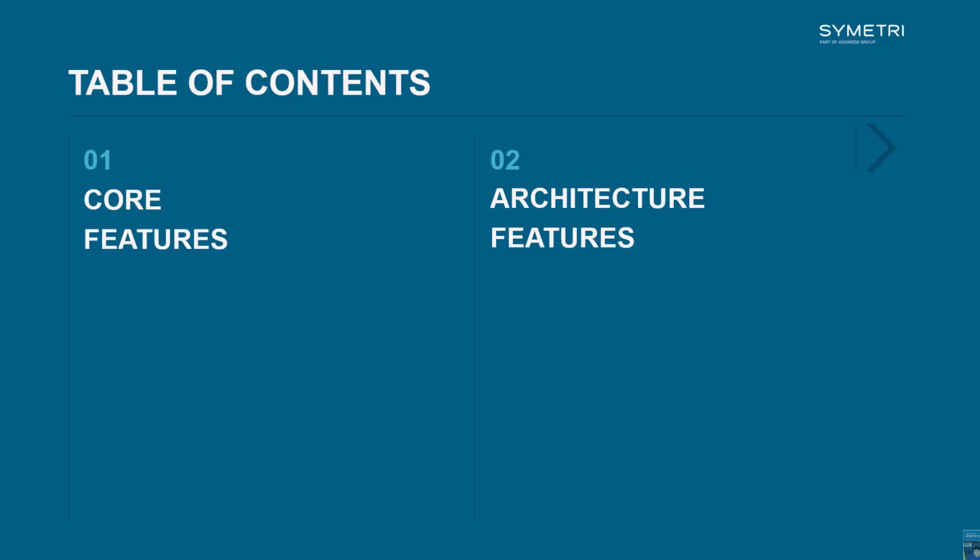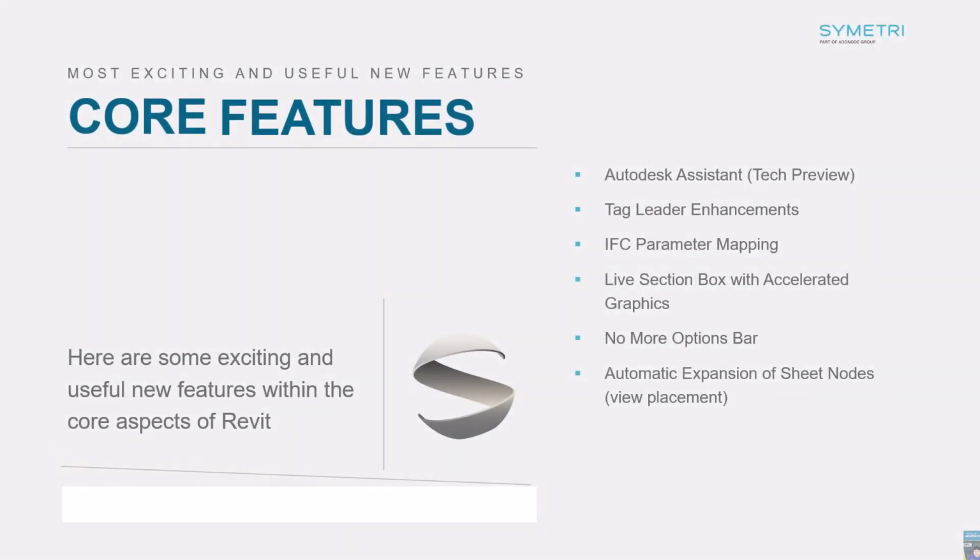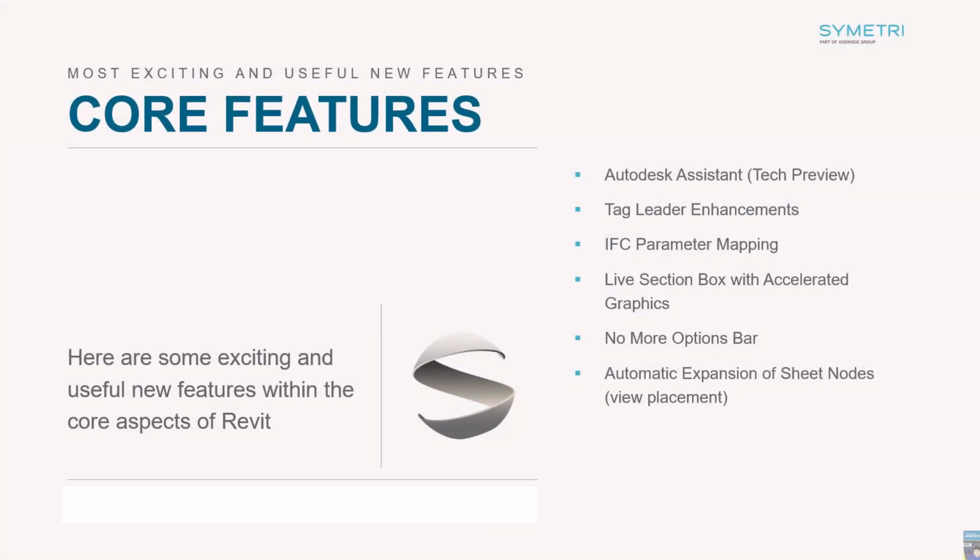Our table of contents for our PPT today are the core features that have been enhanced and the architecture features that have been enhanced. There are structure and MEP features, but this video PowerPoint is strictly focusing on the general core features and architectural features. So let's take a look at some of the core features. We've got Autodesk Assistant, tag leader enhancements, IFC enhancements, live section box enhancements, no more options toolbar, and automatic expansion of sheet nodes.